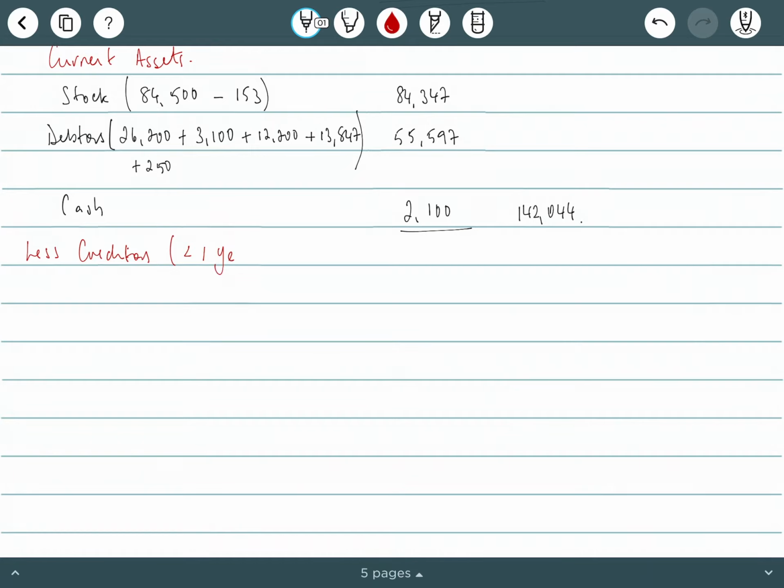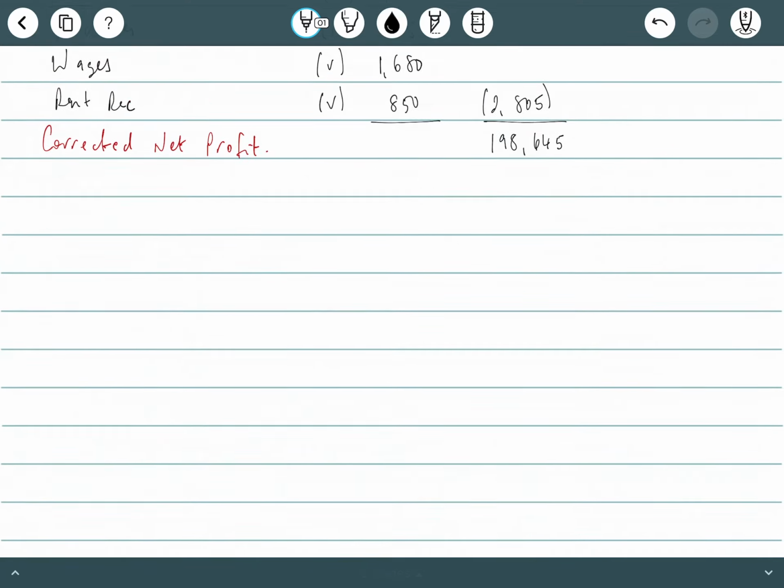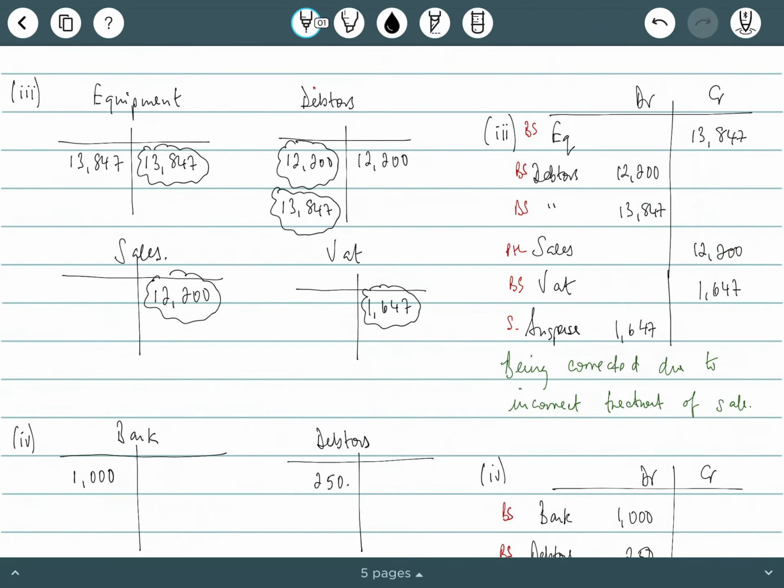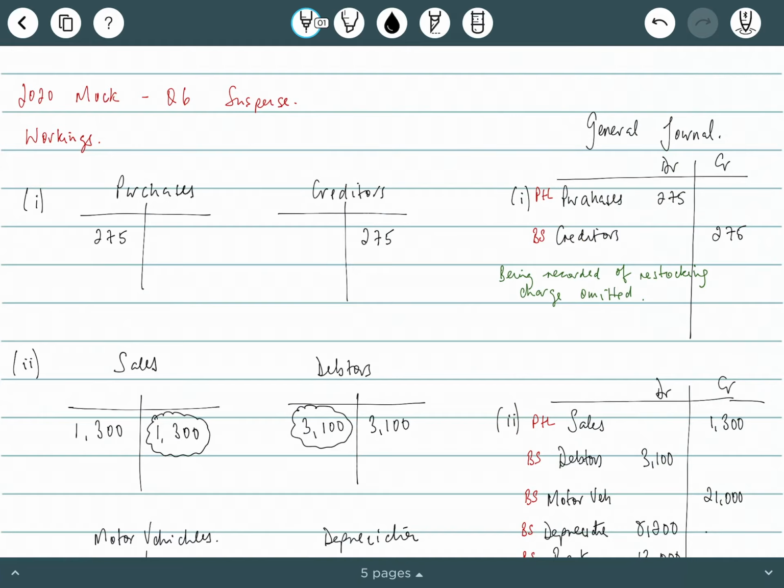Less than a year. The first one we have here, lads, is creditors. We know creditors was affected, so 18,700. We go find where we affected creditors. Working one, we have 275 right here. Now it's a liability, gents. So if a journal entry affects a liability, it's on the credit column, you add it back on to get the correct figure.